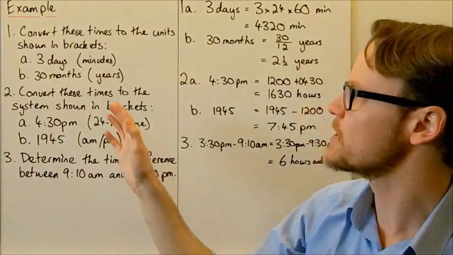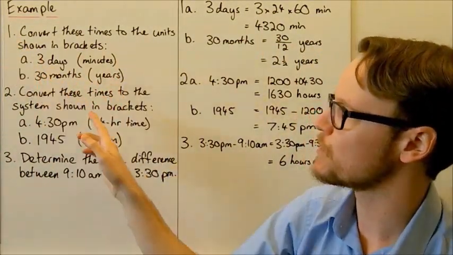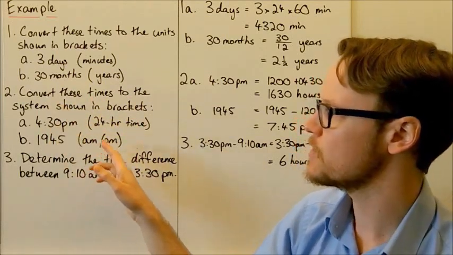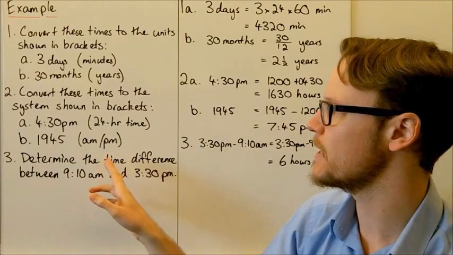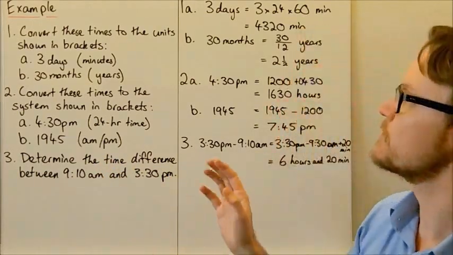Let's look at some examples here. So firstly, we're being asked to convert some times between different units, converting times between different systems, 24-hour time and AM PM, and also determining a time difference between two different times.